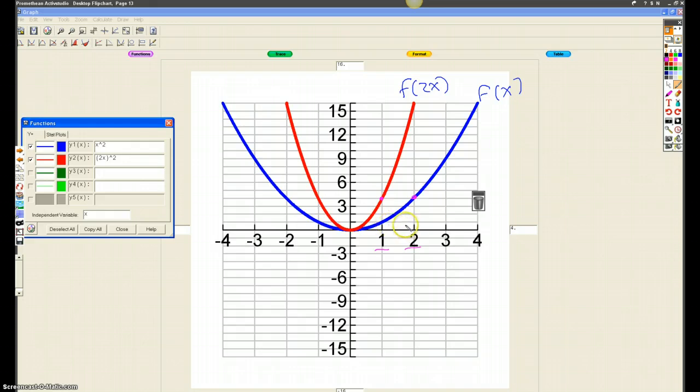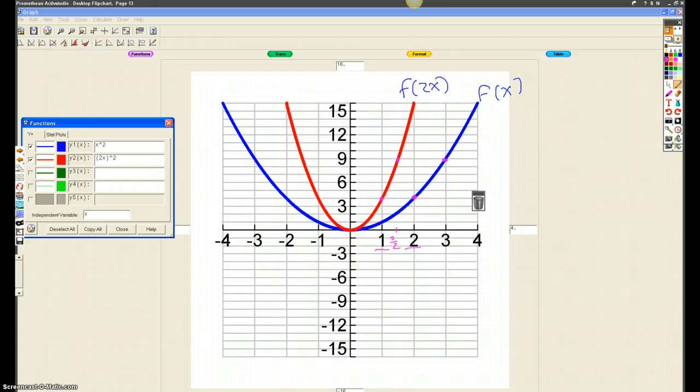And similarly, when I plug in 3 here, I got an answer of 9. What do I have to plug in to get an answer of 9 for this one? Well, I only need to plug in 1.5, which is 3/2, which is half of 3.